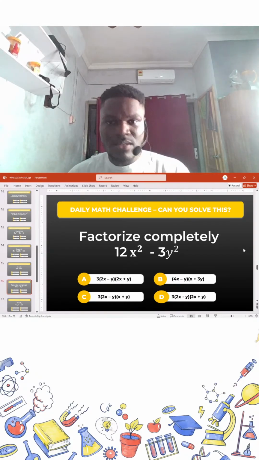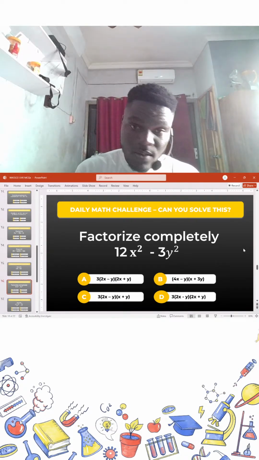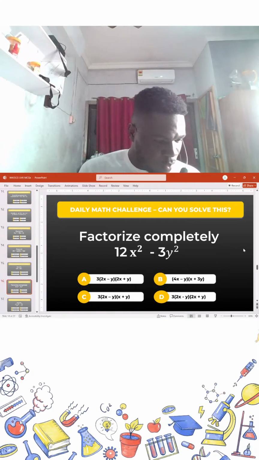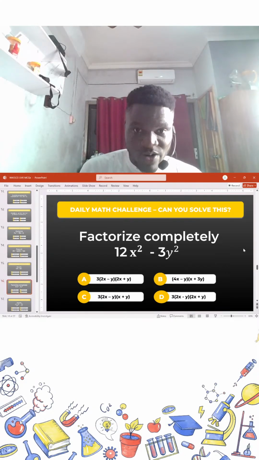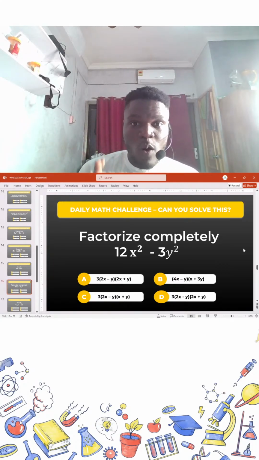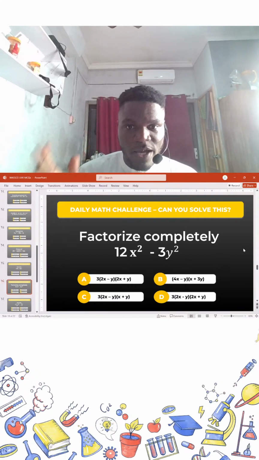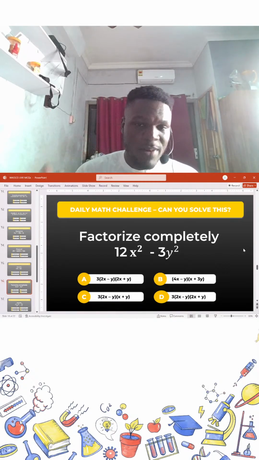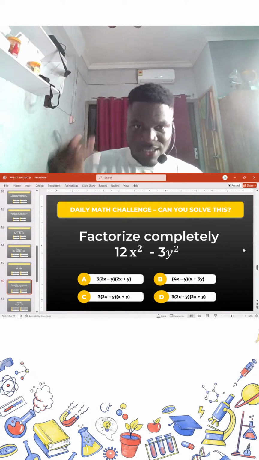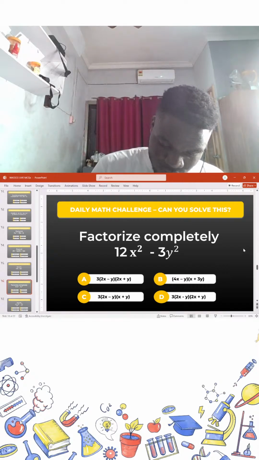All right, let's look at the next question. We have to factorize completely 12x squared minus 3y squared. Remember, these are objective questions, and within a minute or two, you need to be done. Are we okay? So yes, we have to factorize this expression. So let's have a look at the solution to this problem.